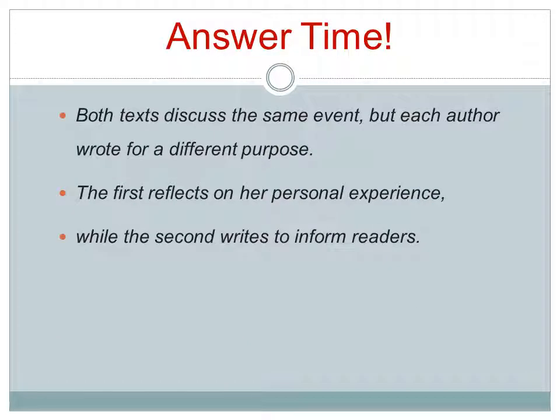Now, if you see, both texts discuss the same event, but each author wrote for a different purpose. The first one that the woman wrote was about her personal experience, while the second one writes to inform the readers. So it's about the same event but written for a different purpose.